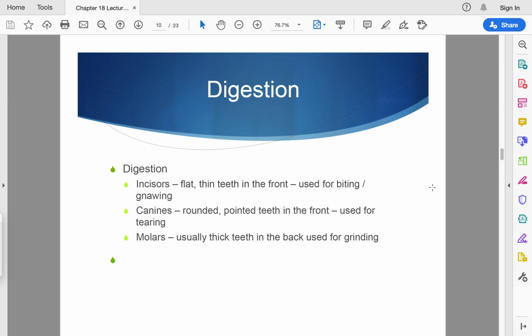Digestion, first of all, the specialized teeth. The incisors are the thin, flat teeth in the front. This is for biting or gnawing. The canines, the rounded, pointed teeth in the front, used for tearing. And then molars in the back for grinding. And this allows mammals to eat not only leafy foods with their molars, but they can also eat meat because we have incisors, right? And tougher things, allowing us to break into them with our canine teeth.